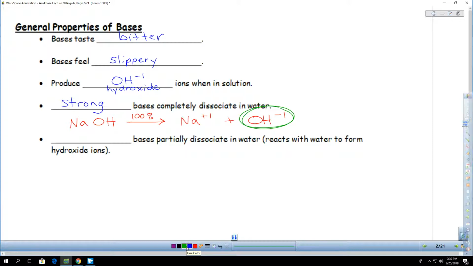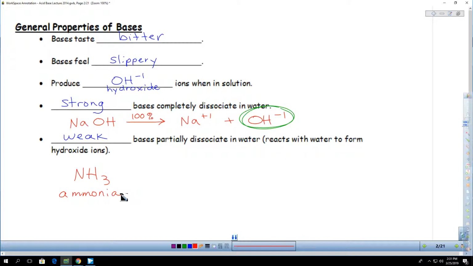Weak bases then will produce hydroxide, but just not completely. Weak. They'll partially dissociate in water. They tend to have to react with water in order to form these hydroxide ions, and it just doesn't happen all that often. The one that we'll use most often, this one's kind of funky, it's NH3, ammonia. Probably the most common example of a weak base that we'll use in the lab.